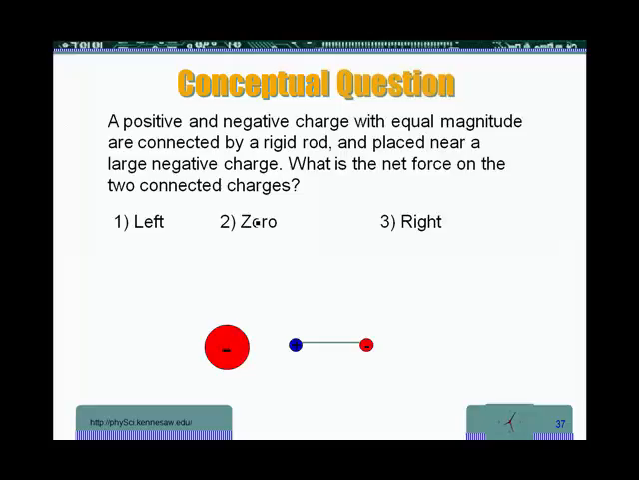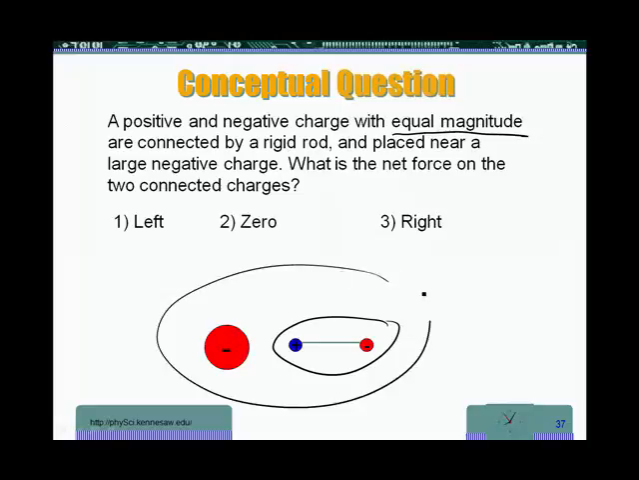Now we have a positive and a negative charge with equal magnitude, connected by a rigid rod, and placed near a large negative charge. That's what we have here. What is the net force on the two connected charges for this configuration?